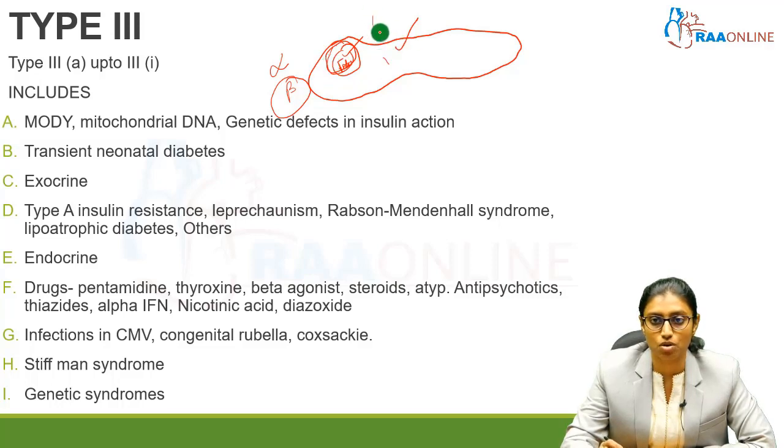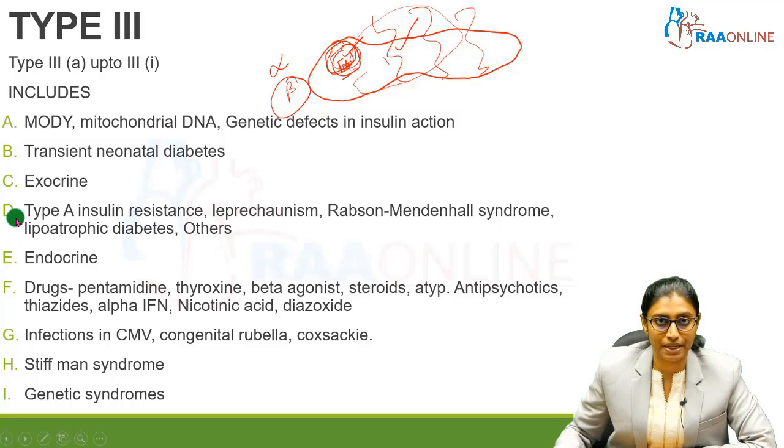But if you have some disease affecting the exocrine part of the pancreas, say pancreatitis, there is complete destruction of the pancreas due to inflammation. Then inevitably your endocrine part of the pancreas is also going to get destroyed in such a situation. So exocrine diseases of the pancreas will cause destruction of your beta cells leading to insulin deficiency. That is type 3C. Then you have type 3D, which is due to type A insulin resistance or leprechaunism or Rabson-Mendenhall syndrome or lipoatrophic diabetes or certain other types of genetic defects. Type E is an endocrine defect. So defect in the endocrine part of the pancreas is classified as type 3E.